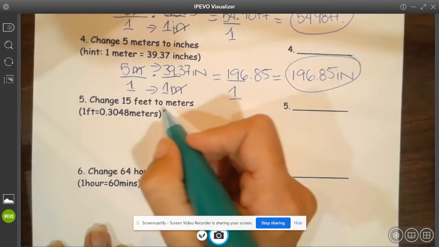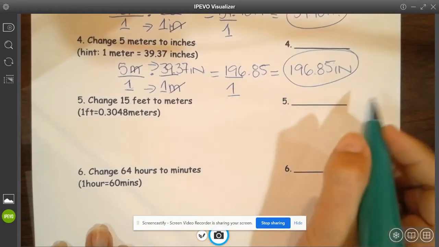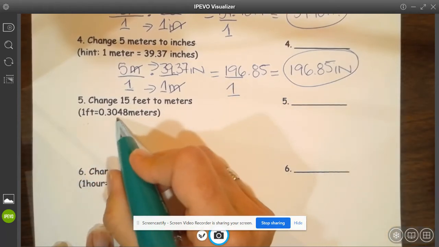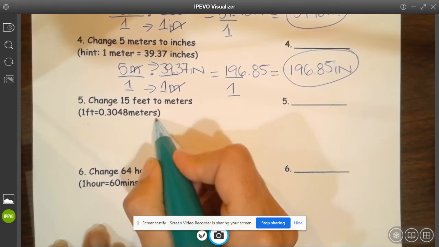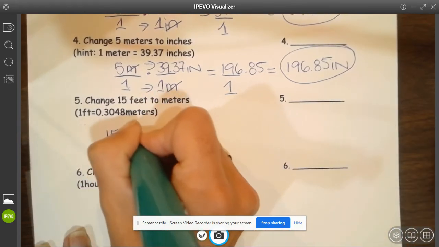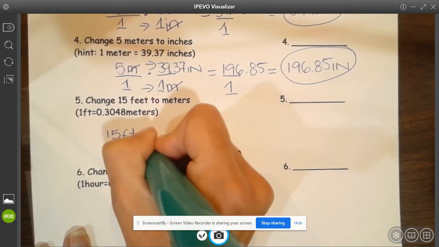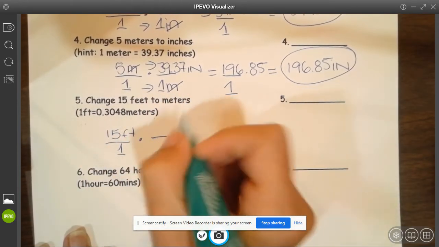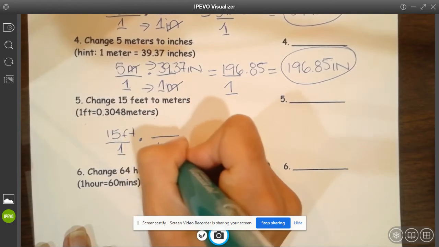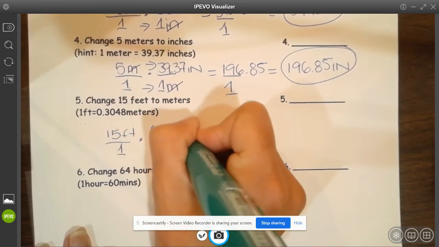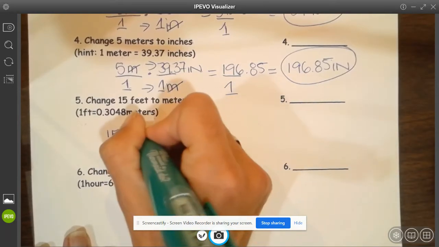Next one, change 15 feet to meters. So I know that 1 foot is 0.3048 meters. Okay, let's use that. So that's 15 feet over 1 times. All right, I'm going to put feet on the bottom because I want to cancel that because I want meters. So 1 foot over 0.3048 meters. Cancel my units.